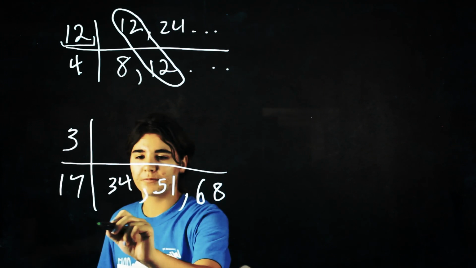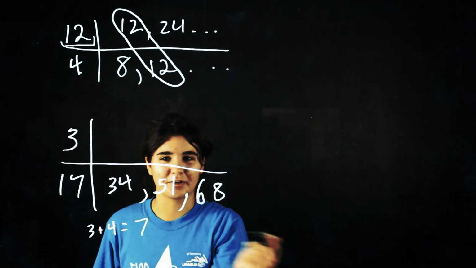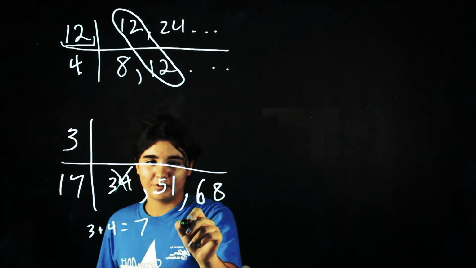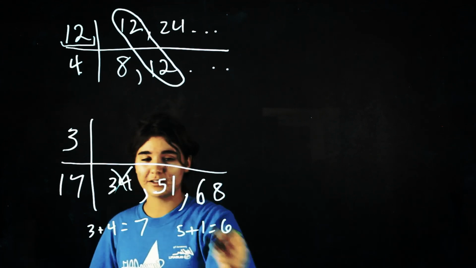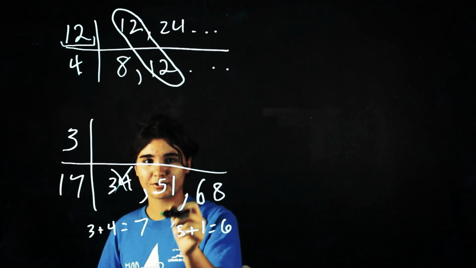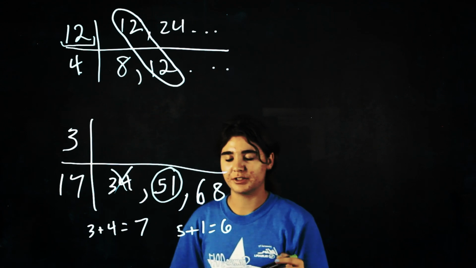So we have 34. 3 plus 4 equals 7, and 3 doesn't go into 7, right? So it's not going to be 34. Then we have 51. 5 plus 1 is equal to 6. 3 does go into 6, right? 3 times 2 is 6, so actually that works. So 51 is going to be the lowest common multiple of 3 and 17.